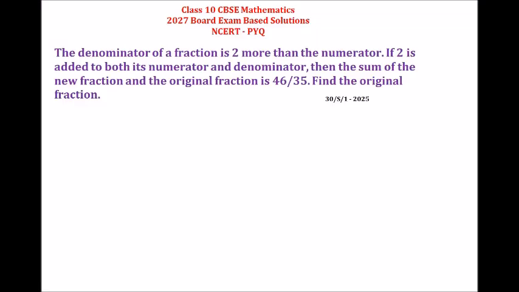The question is: the denominator of a fraction is 2 more than the numerator. If 2 is added to both its numerator and denominator, then the sum of the new fraction and the original fraction is 46 divided by 35. Find the original fraction. Here we need to find the fraction.